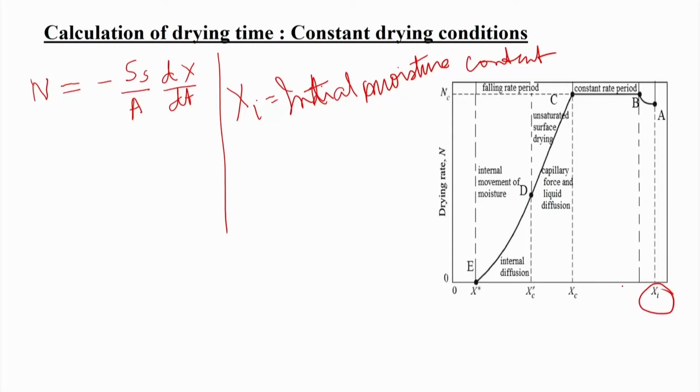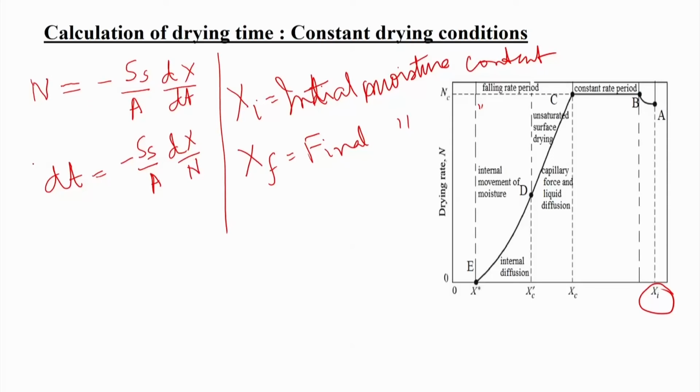So, this is the xi, and this one, xf, is the final moisture content. Then we will be rearranging like this: dt is equal to Ss by A into dx by N. Now we will be integrating from time 0 to t, and this from xi to xf.